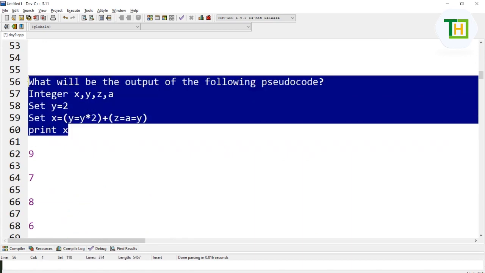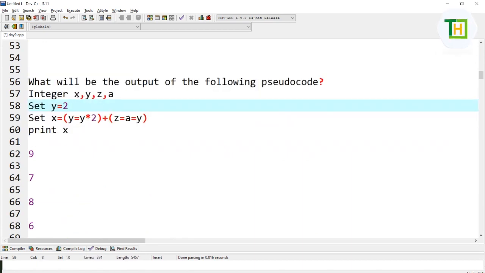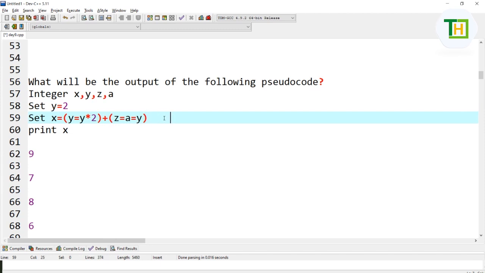Moving into the next question, what will be the output of the following pseudocode? X, Y, Z, A. Y is equal to 2 here. Okay. Then X is equal to, we have to set the value of X. Within the bracket, y is equal to y into 2. What is the y value? Y value is 2. 2 into 2 is 4. Then y becomes 4 here.